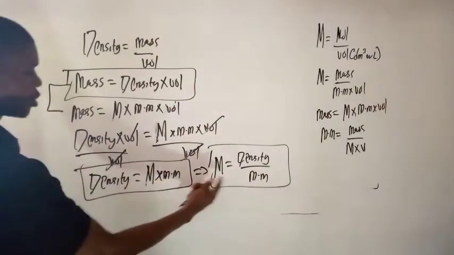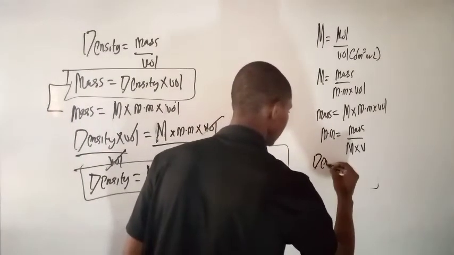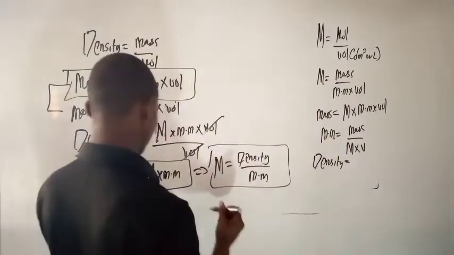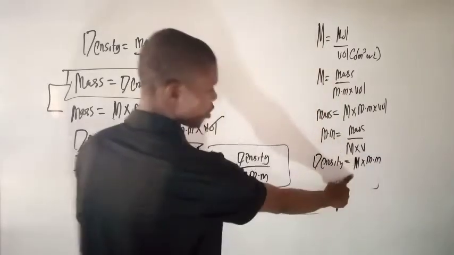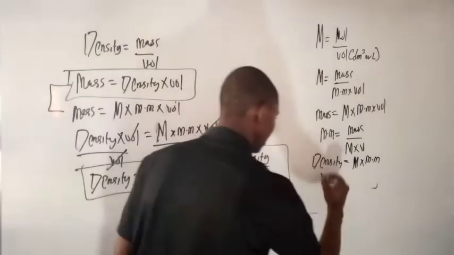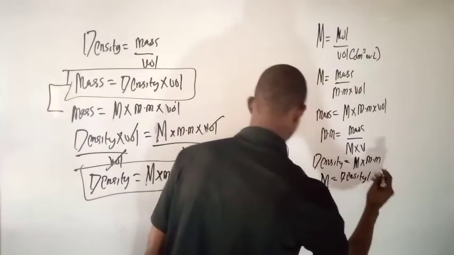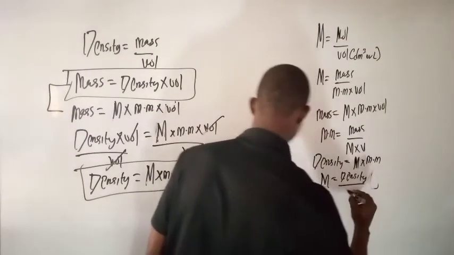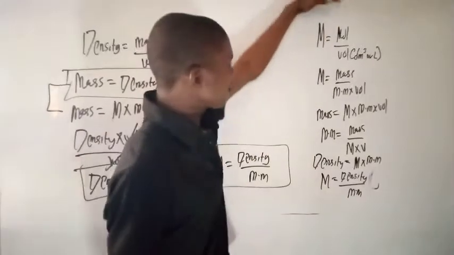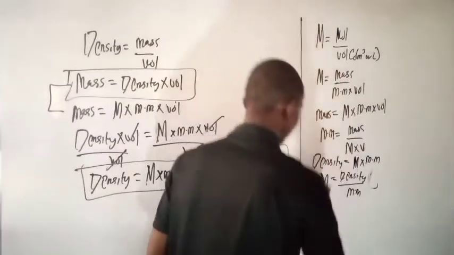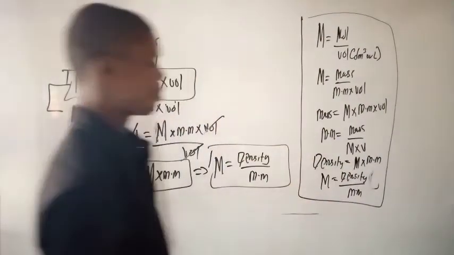So we have to add these two things to our formula. Here we have density equals molar mass times molarity. Then molar mass equals density over molarity. So these are the various formulas we are going to use in this video.